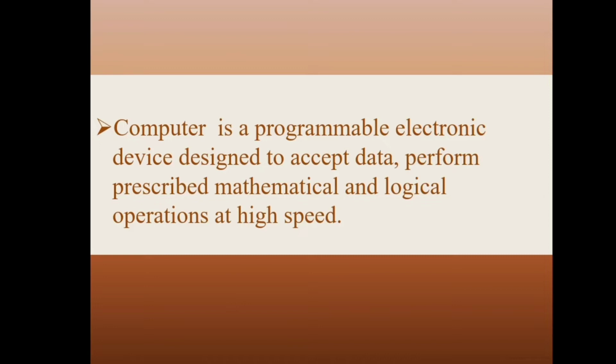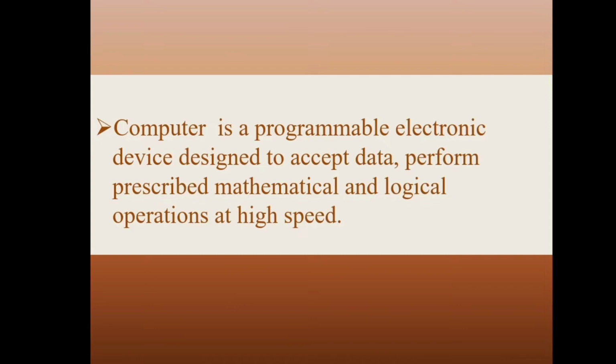How does it work? Computer is a programmable electronic device. Why programmable? Because we put programming and coding in its processing system, its processing unit. Because of that, it can perform calculations and everything. And why do we call it an electronic device? Because it needs electricity to operate. So, thus we can say computer is a programmable electronic device which is designed to accept data, perform prescribed mathematical and logical operations at high speed.